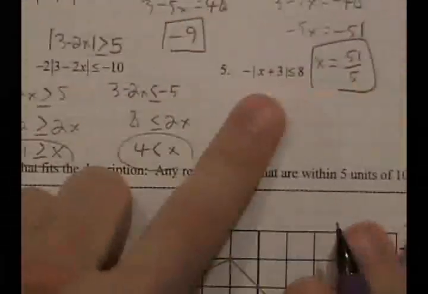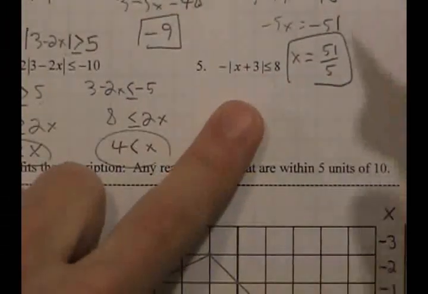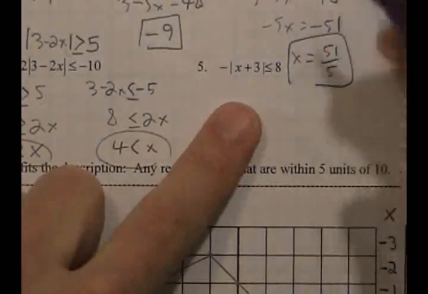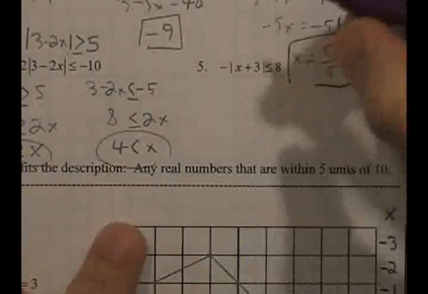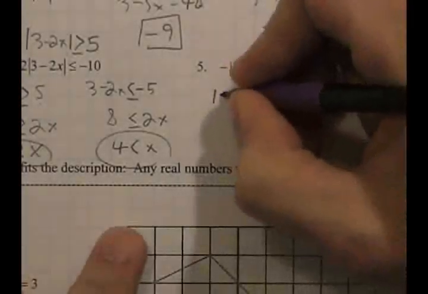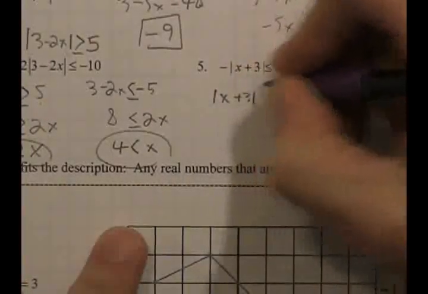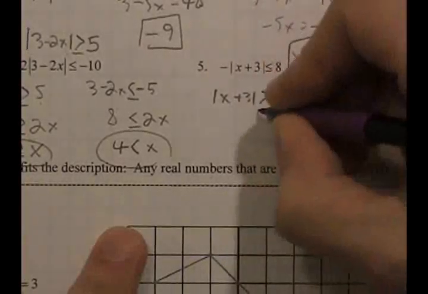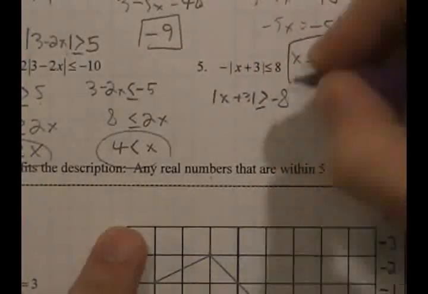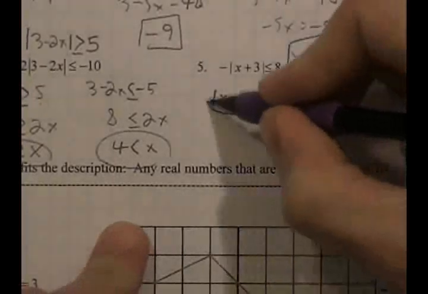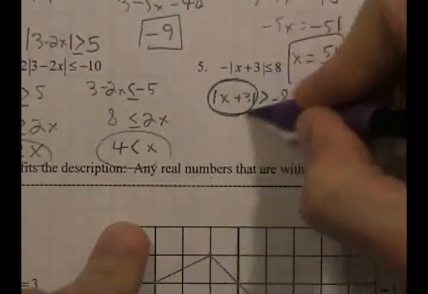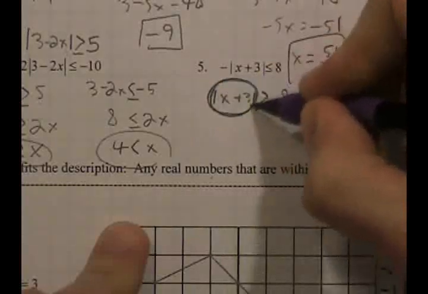And for this one on here, negative absolute value of something is less than or equal to 8. So multiply both sides by -1, and that'll give you absolute value of x plus 3 is greater than or equal to -8. And you can stop right here because you know that whatever comes out of an absolute value expression has to be a positive number no matter what goes into it.